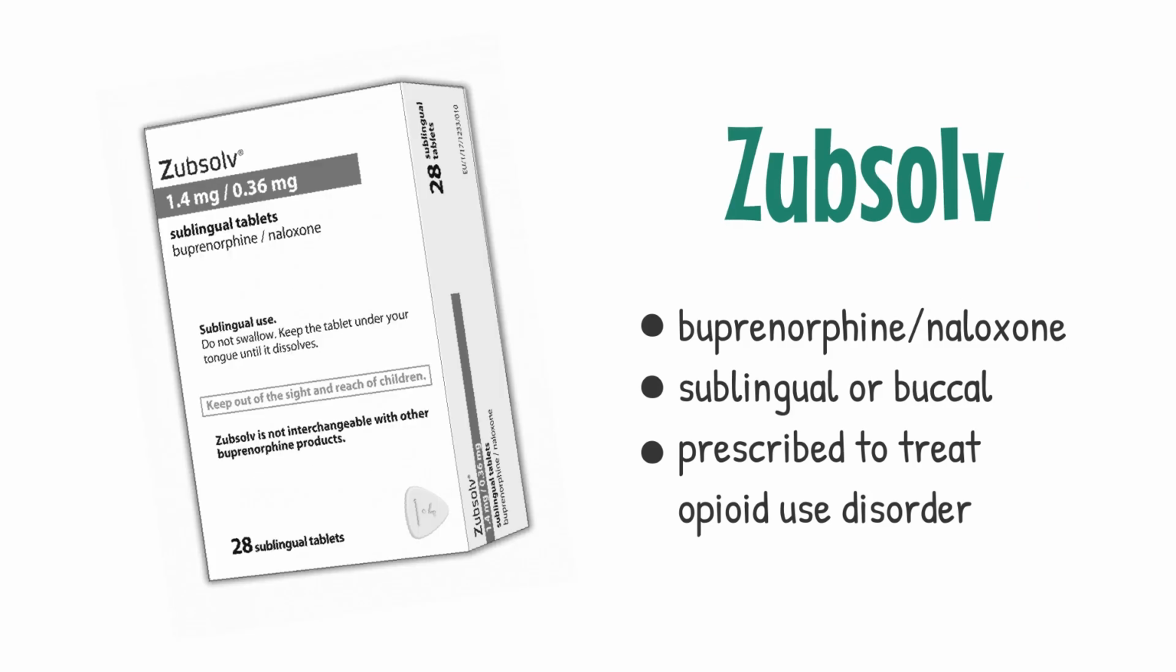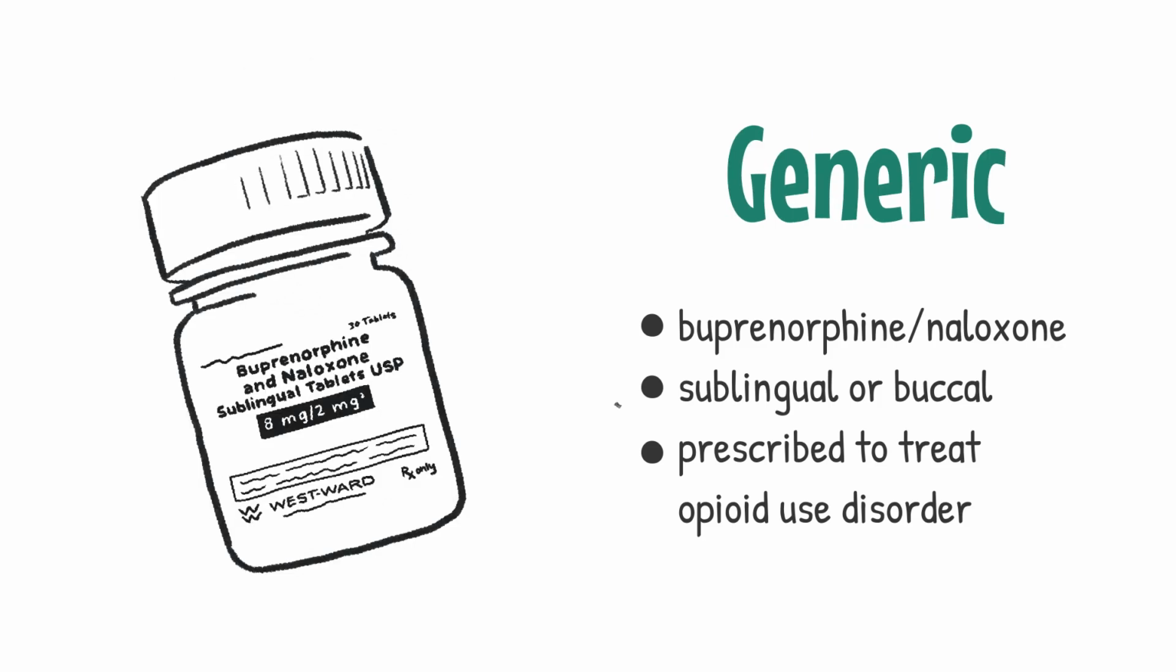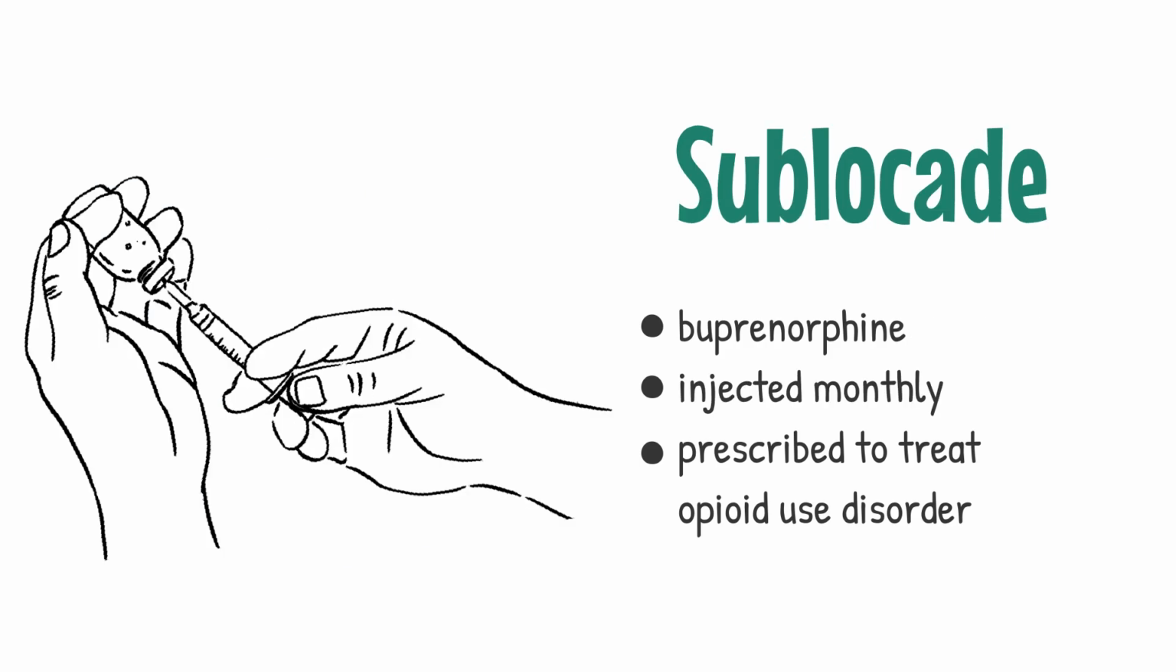Zubsolv also contains buprenorphine and naloxone and is prescribed to treat opioid use disorder. It comes in the form of a tablet and, like Suboxone, it is dissolved under the tongue or against the cheek. There are also several generic versions of buprenorphine naloxone that are available in the form of sublingual films or tablets. Sublocade is an extended-release form of buprenorphine that is prescribed to treat opioid use disorder and is administered via once-a-month injection. It stays active in the body for that whole month. Because it is injected, it does not contain naloxone, which would block it from working. It must be administered by a medical professional.